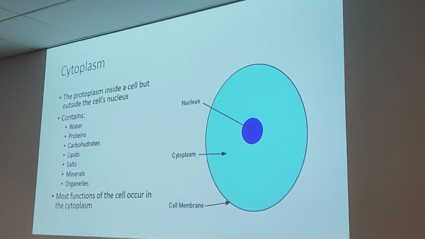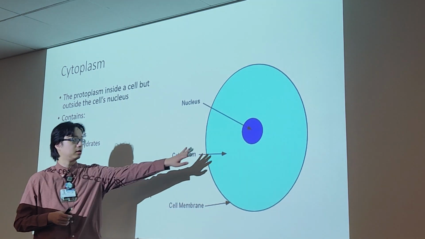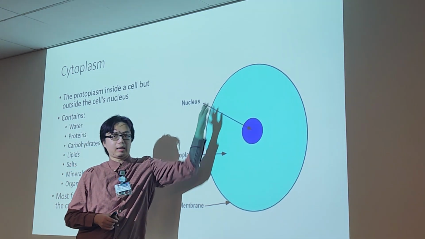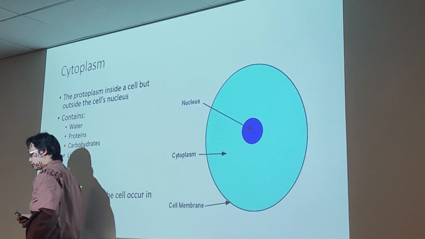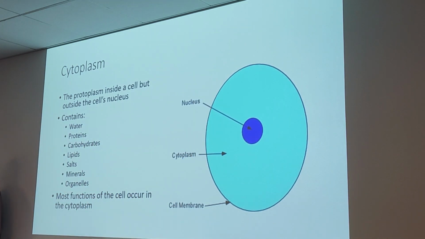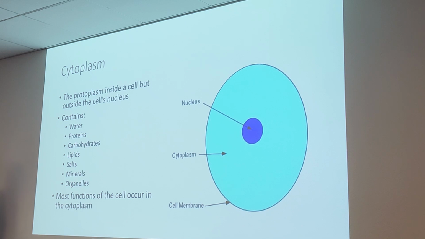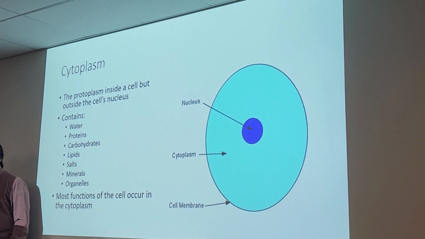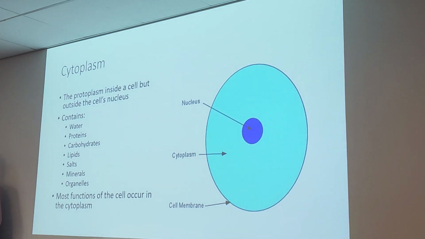Moving on, we have the cytoplasm. Okay, so everything we just talked about, nucleus, nucleoplasm, nucleolus, was all inside this nucleus here. Now we're going to talk about the stuff outside the nucleus. So in the cytoplasm surrounding the nucleus, we've got water, proteins, carbs, lipids, salts, just all sorts of things floating in that fluid. Most of the cell functions happen in the cytoplasm. That's where most of the action is. The nucleus is primarily just storing that DNA.